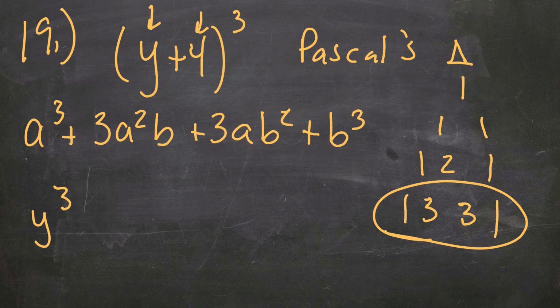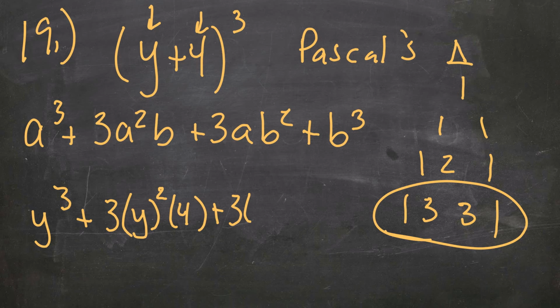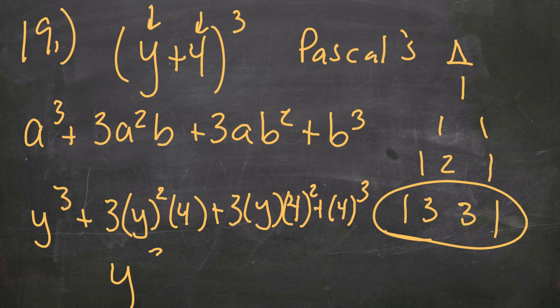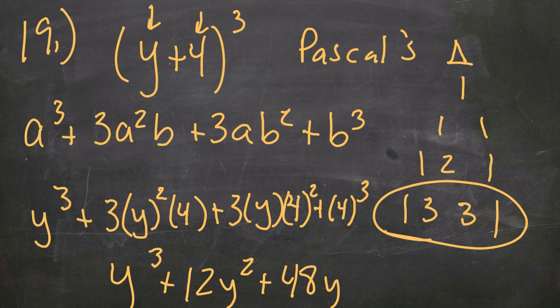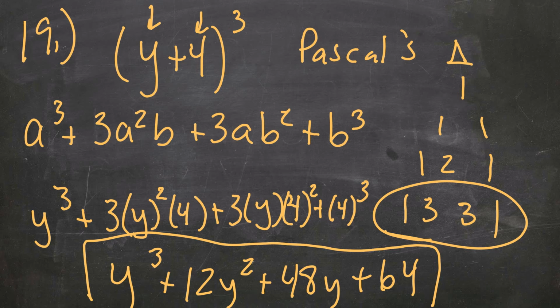So I plug in y, I get y cubed plus 3 times y squared times 4 plus 3 times y times 4 squared plus 4 cubed. So my final answer is y cubed plus 12y squared plus 48y plus 64, because 4 squared is 16, 16 times 3 is 48. I think it's a little bit easier than multiplying them all out, especially if I were to make that something to the 4th or 5th power. That finishes 19.